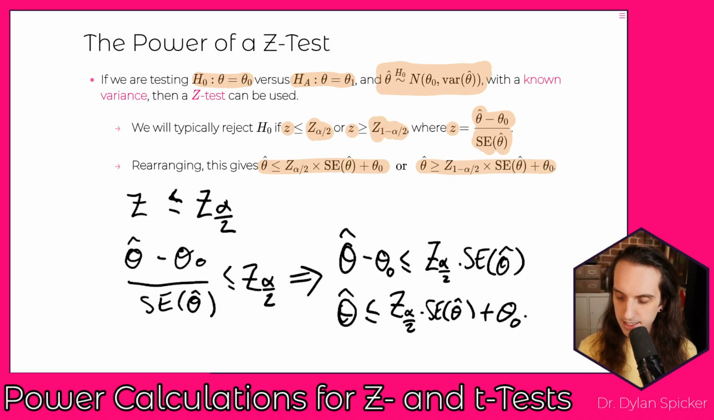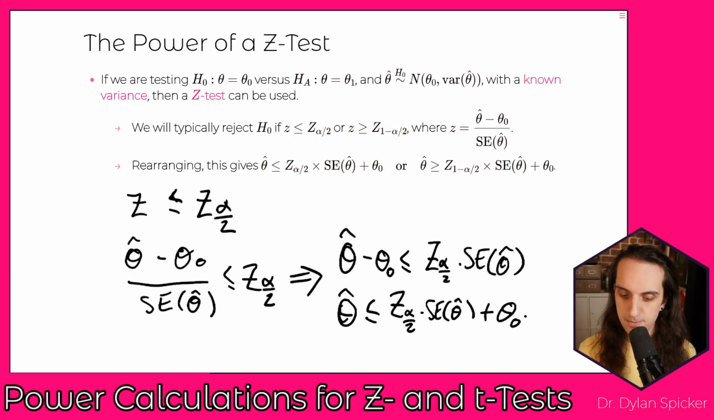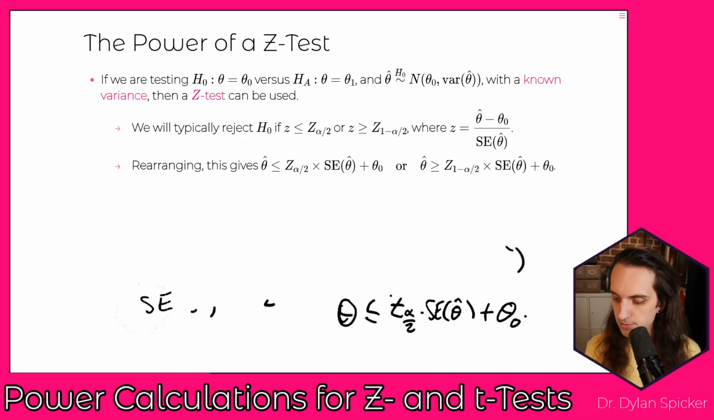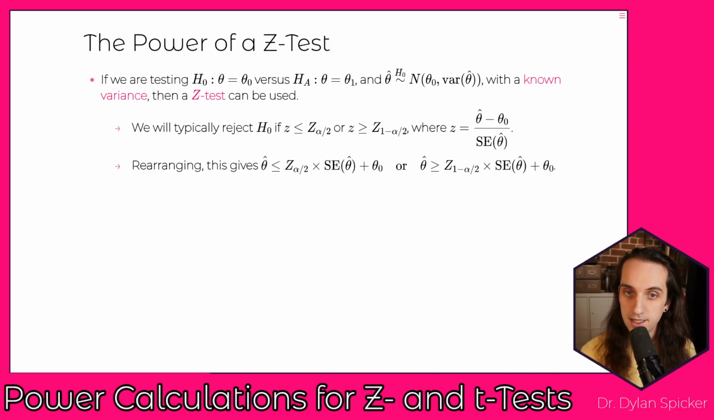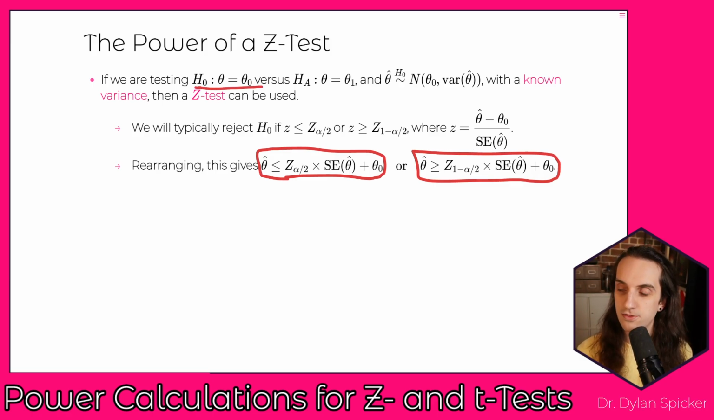And so what we're saying is that if we observe theta hat that is less than this value right here, then we are going to reject the null hypothesis. Alternatively, if we observe theta hat that is greater than this value here, then we're also going to be rejecting the null hypothesis. And so then our question becomes, okay, well, what is the probability that we observe either of these two inequalities here, right? So either theta hat less than this or theta hat greater than this, if the alternative is actually true, if the null hypothesis is false.